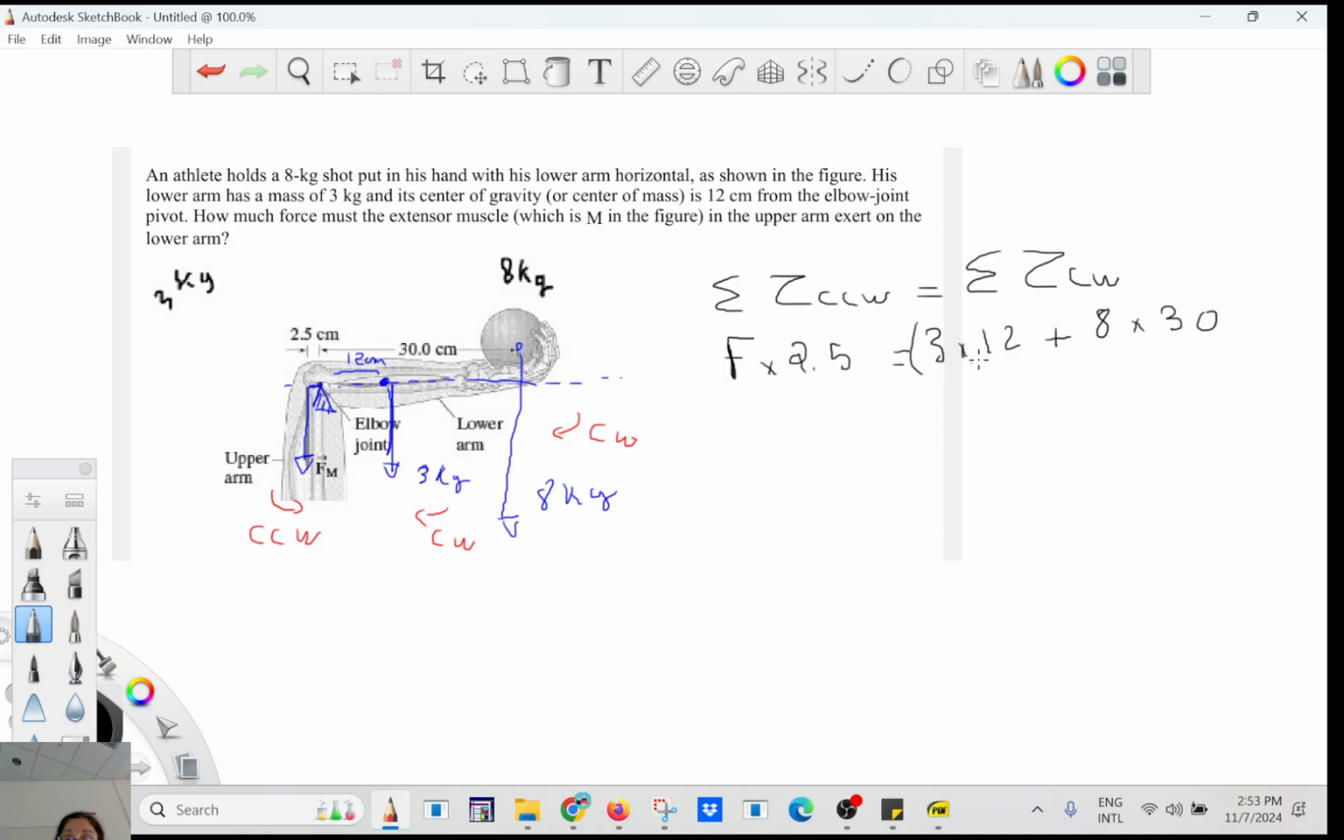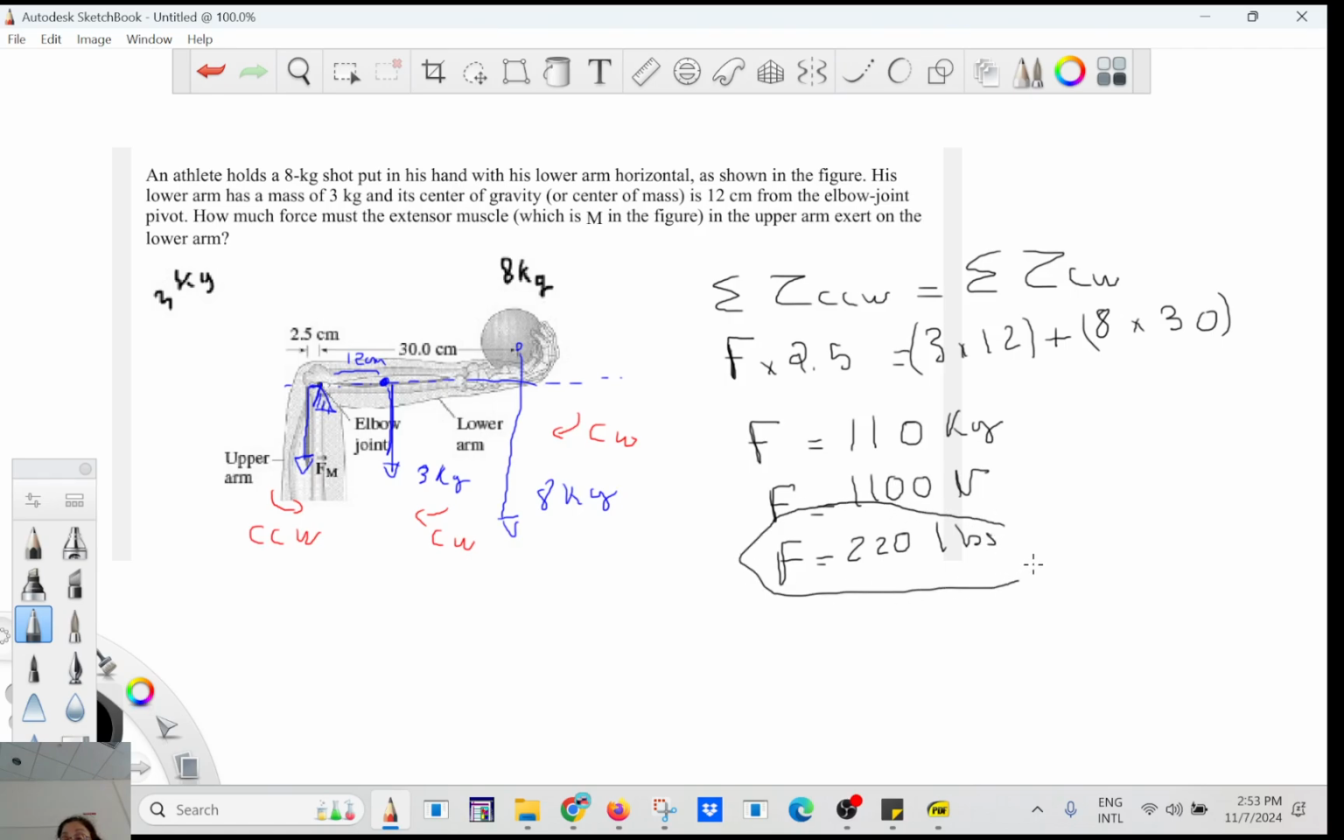Okay, so remember PEMDAS. If you do that, you don't need parentheses because it's always multiplying before it adds. What do you get? I found 110, no? 110 kilogram. But if you want to turn that into Newton, you multiply by 10 Newton. And if you divide by 5, that's going to be 220 pounds. You will have to ask ChatGPT if it makes sense, that much muscles.